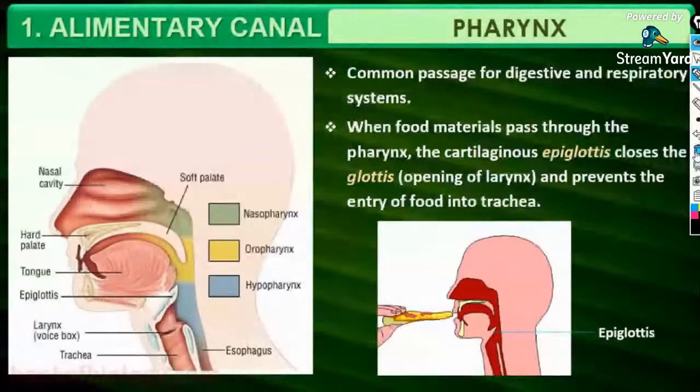So guys, this is how the esophagus and the epiglottis work. As the food enters, this is the epiglottis. Just imagine, suppose this is the food. The food touches this epiglottis and it comes down as a closure. I'll show you the diagram for that. This acts as a closure.